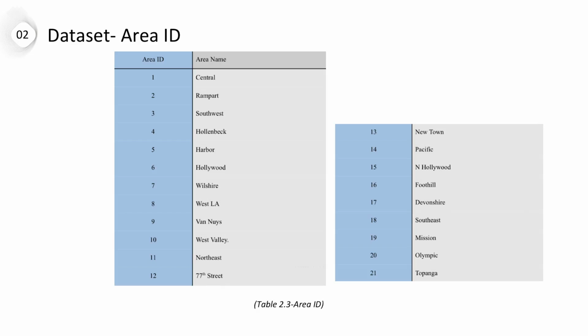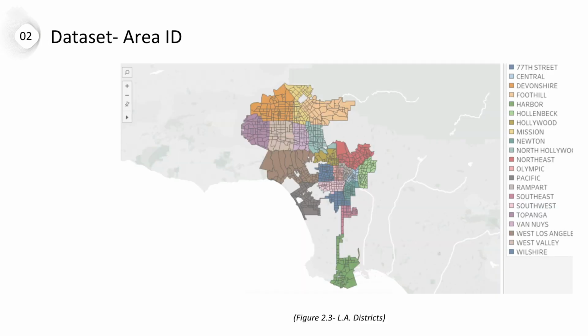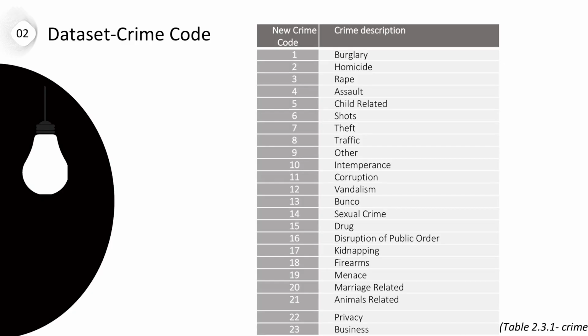The first one is area ID. The area ID is based on the location. We grouped the districts of Los Angeles into 21 areas, and each area ID stands for a different district in Los Angeles. And here is our map of LA districts. The second important attribute is crime code. Previously we had more than 40 crime codes, and we grouped them into new crime groups, which is 23 groups based on their crime description.